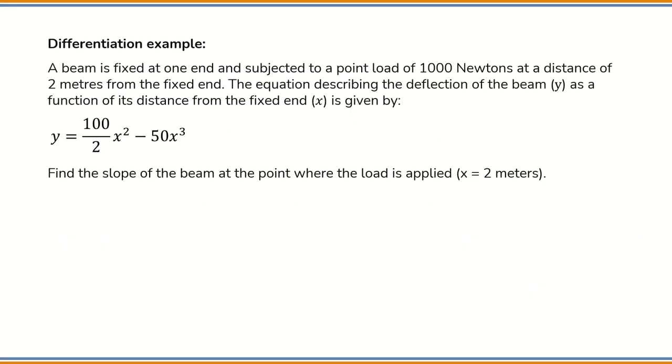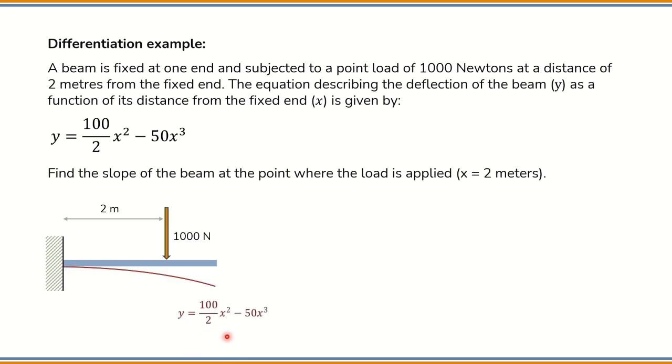This is an example of a problem of differentiation related to the structural analysis of a beam. I'm going to draw a sketch of the question at the same time I'm reading it. A beam is fixed at one end and subjected to a point load of 1000 newtons at a distance of 2 meters from the fixed end. The equation describing the deflection of the beam as a function of its distance from the fixed end is given by this equation.